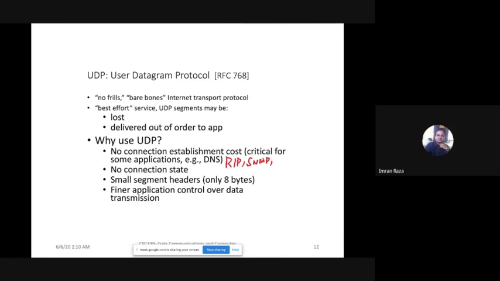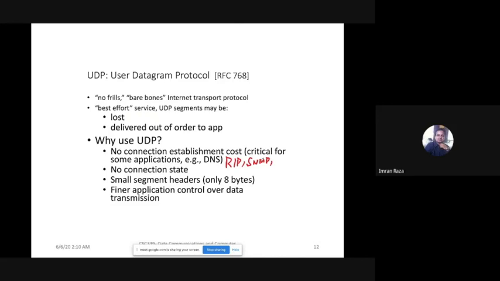So what do you mean by state? In the case of TCP, I have to maintain sender and receiver buffers. I have to maintain sequence numbers and acknowledgement numbers of these segments that are transmitted or acknowledged. So there's no such state to be maintained in the case of UDP.